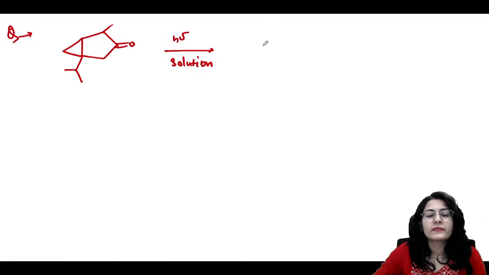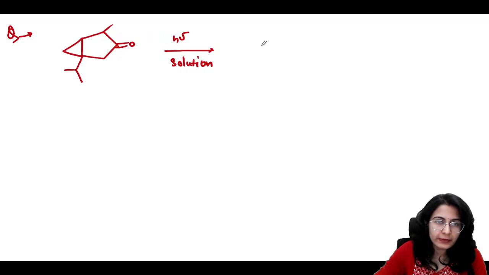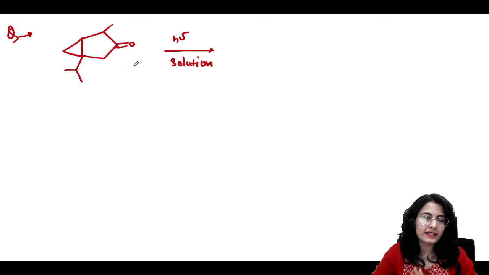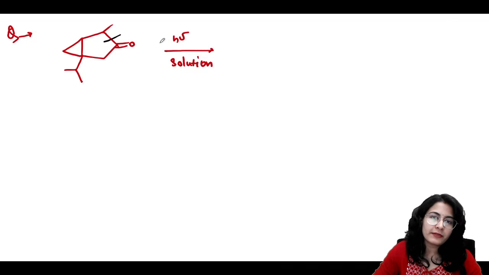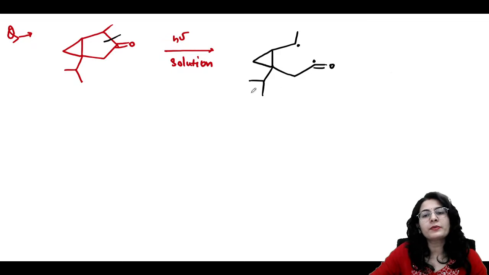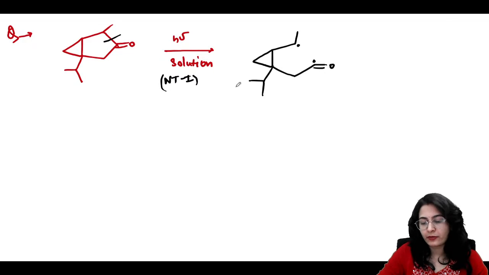Norrish type 1, we can do Norrish type 1 because even if there is a gamma hydrogen present, it is not accessible. So we can break from here, isn't it? Here, I broke it like this. So what was this? Alpha cleavage, Norrish type 1. Yes, Norrish type 1 is done.